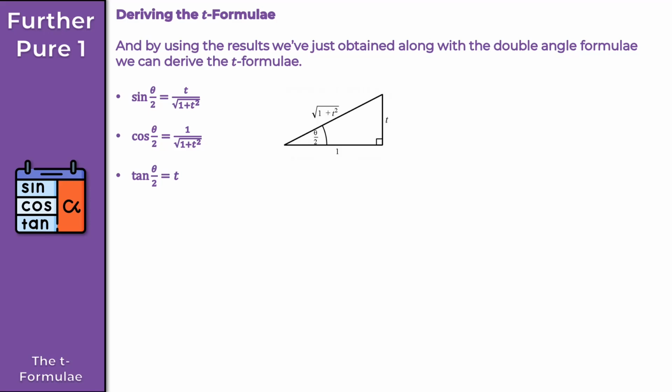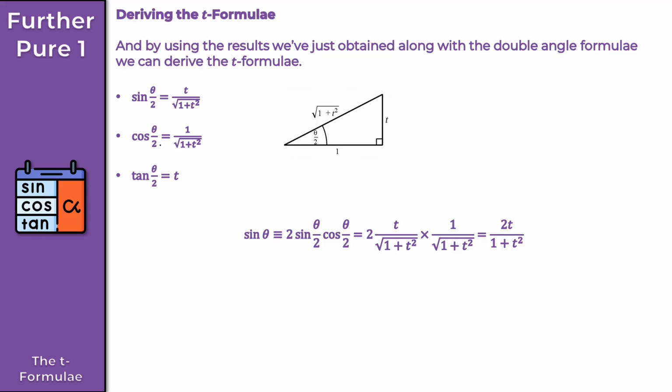Now to finish the derivation here of the t-formulae, all we're going to do is use the double angle formulae. Starting off, what you might expect here is sine of 2 theta. As you can see, all we've done is divided the argument by 2. So rather than sine of 2 theta, we have sine of theta. And in doing so, that gives us 2 sine of theta over 2 cos of theta over 2.